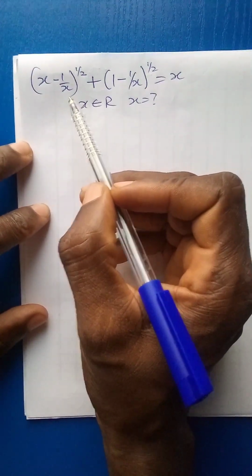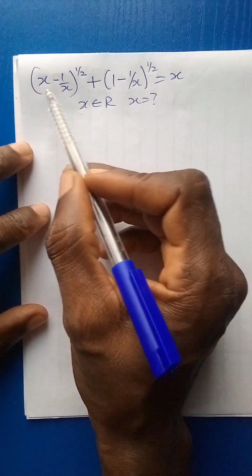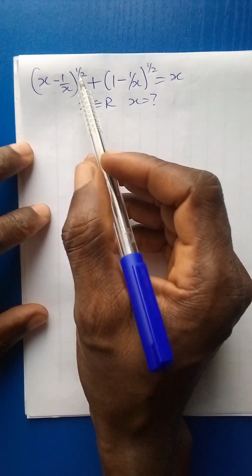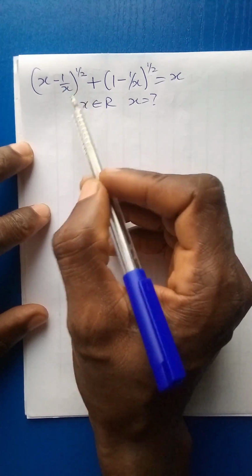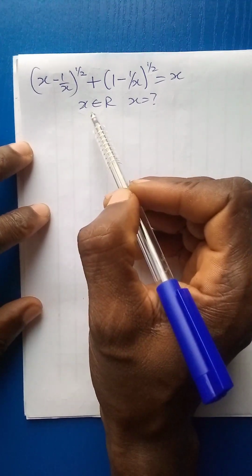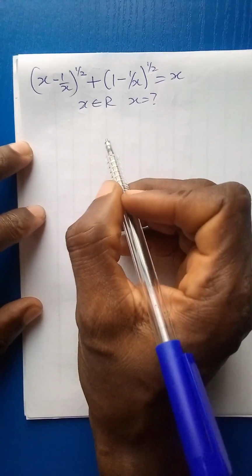What many people will do is to convert the terms in the bracket into a single fraction and then rewrite the power 1 over 2 as square root and then begin to solve. It will look tedious. But what I will do is to make a crucial substitution.